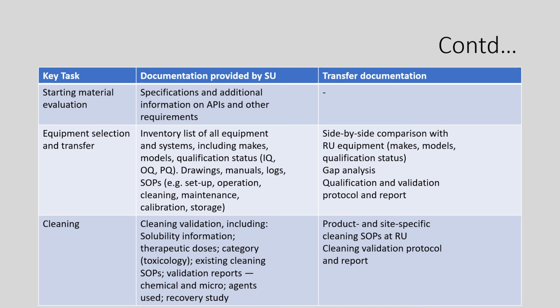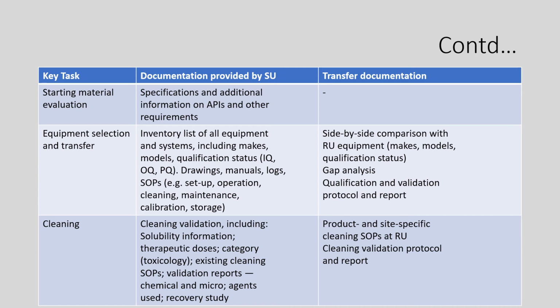Equipment selection and transfer, inventory list of all equipments and systems, including makes, models, qualification status like IQ, OQ, and PQ, the drawings, manuals, logs, SOPs, etc. All those things should be the part of the documentation provided by the sending unit. At the same time, the comparison with the equipment in RU in terms of its makes, models, qualification status should be done. The gap analysis, qualification and validation protocols and reports should be checked in the transfer documentation.